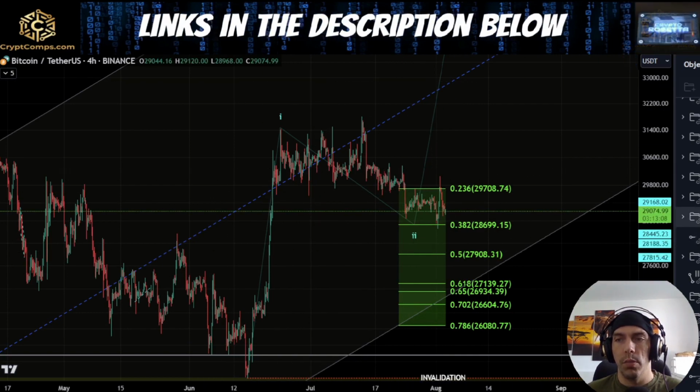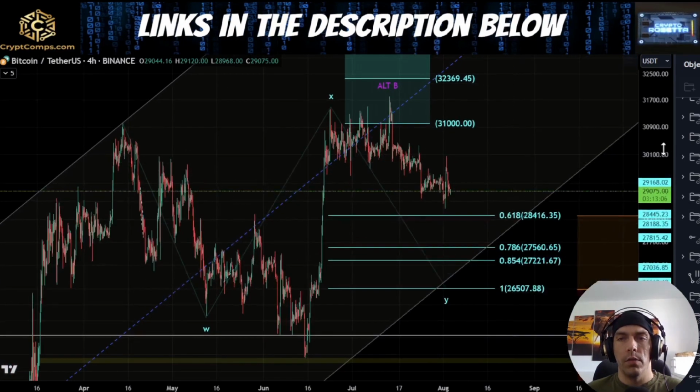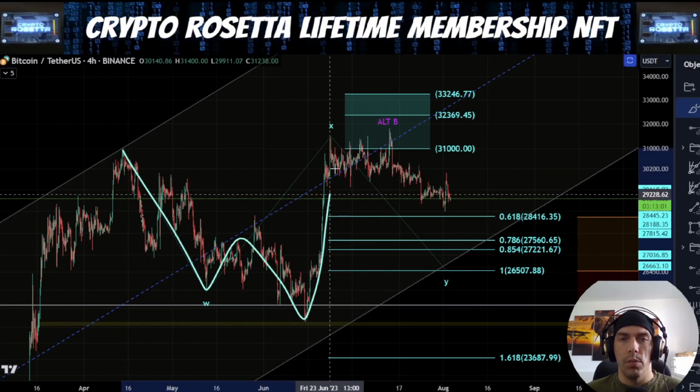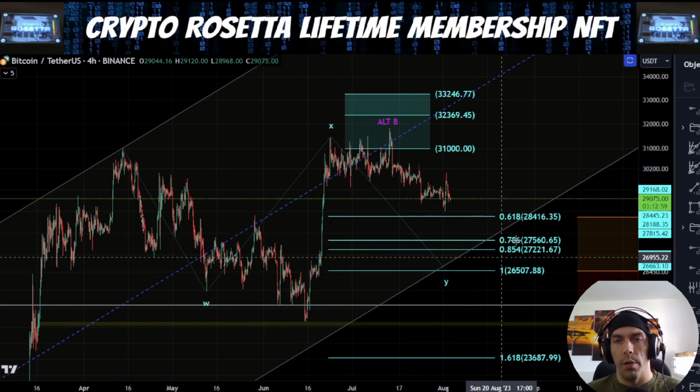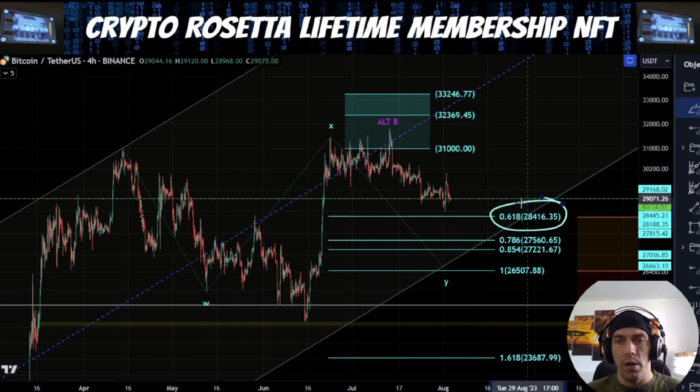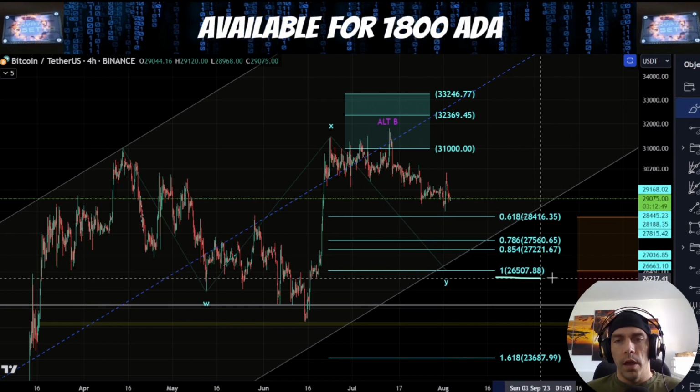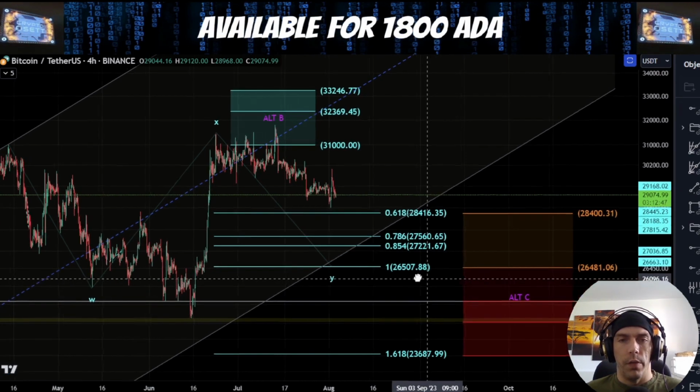Now we also need to just be aware there is the alternative count here, where from further back what we are saying is that this could be a W, this could be an X wave, and we're looking for a Y wave to the downside. Now, if we're looking for a Y wave, the minimum requirement we're looking for here is this 28,416, and the 1-to-1 is sitting here at this 26,507.